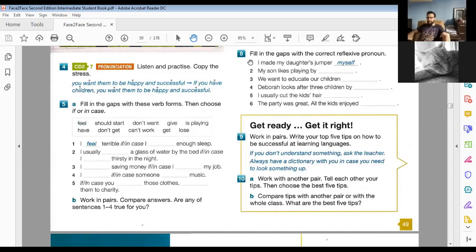I made my daughter's jumper myself. My son likes playing by himself. We want to educate our children by themselves... or by them? What about own? Ourselves.